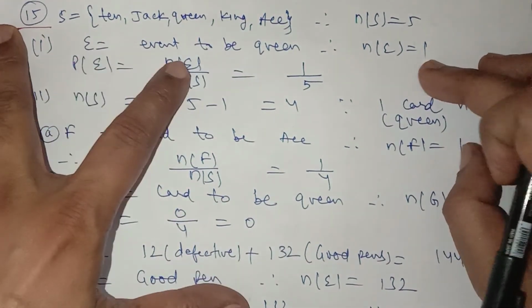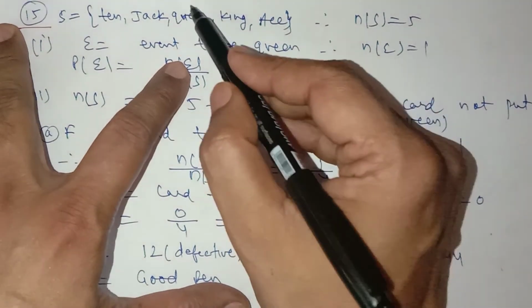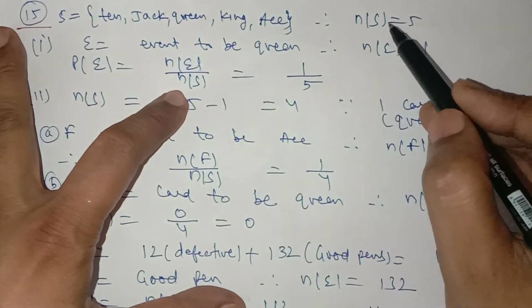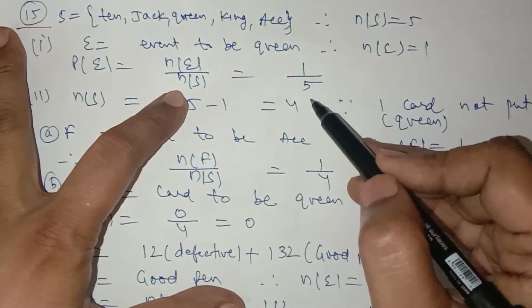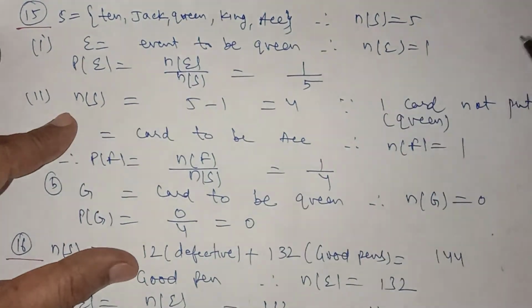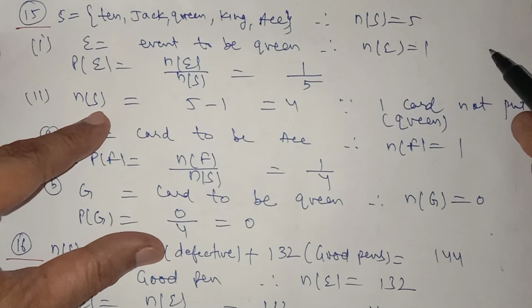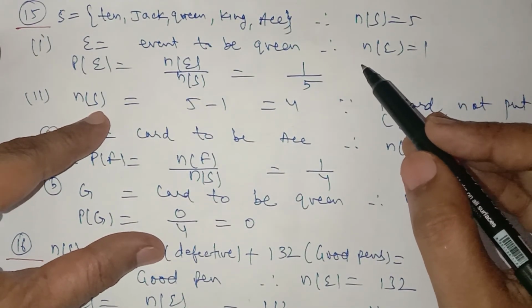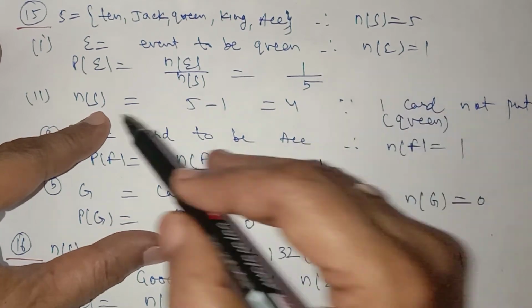It is given that there are only 5 cards: 10, Jack, Queen, King and Ace. So what is the probability of getting a queen? There is only one queen, so that is 1 upon 5. So n(E) upon n(S), n(E) is 1, n(S) is 5. The probability of getting a queen is 1 upon 5. Now after that, the queen we have taken out is not replaced in that pack of 5 cards. So now what is the sample space?